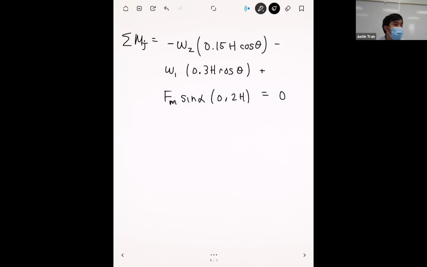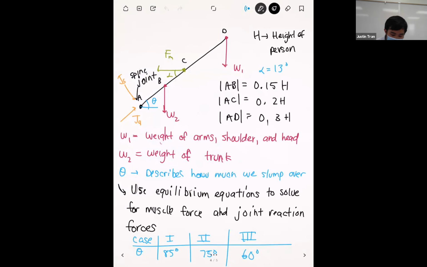W1 and W2 are vertical, up and down. And so the reason we use cosine is because we want to get the horizontal distance from here to here. We use the length from A to B from here, and then we multiply by cosine of theta to get that.